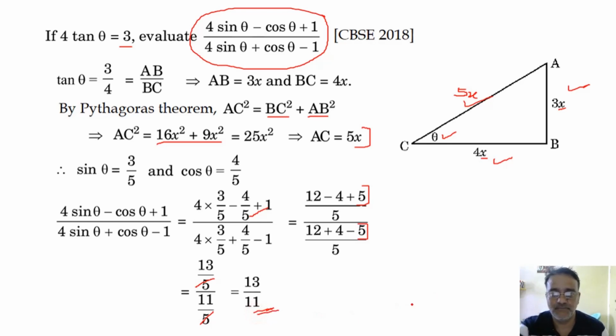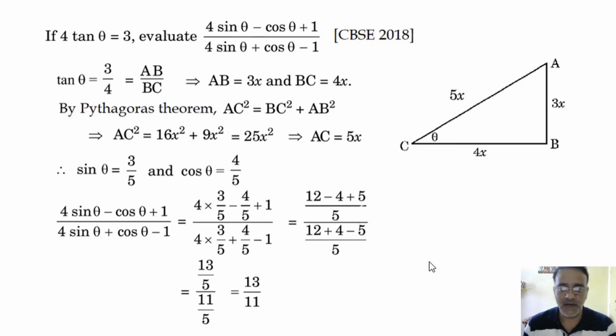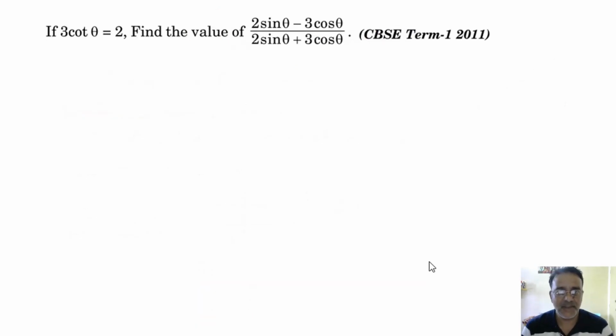No, sir. So now we are moving towards the next question. This is a CBSE 2011 question. 3 cot theta is equal to 2 is given, and we have to find the value of this expression: 2 sin theta minus 3 cos theta upon 2 sin theta plus 3 cos theta. Okay, so first of all, what is given? That cot theta is equal to 2 by 3.